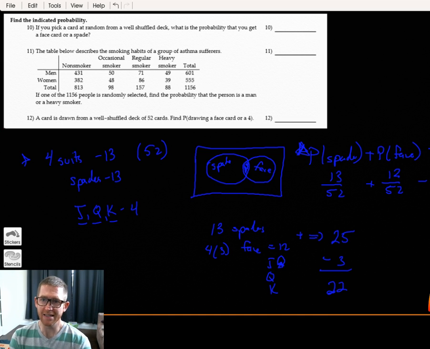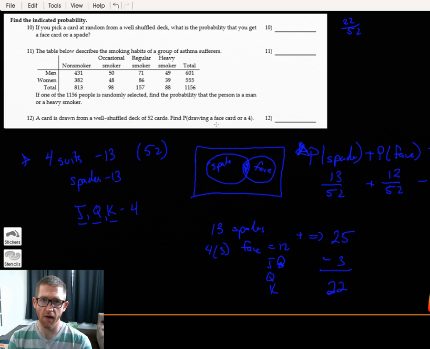Formulaically, you would use this idea when combining individual probabilities, or you can just count that there are 13 spades, 12 face cards, but 3 less, that's 22, so 22 successes out of a total of 52 possible cards. So the answer to number 10 would be either 22 out of 52 or the decimal equivalent of that.